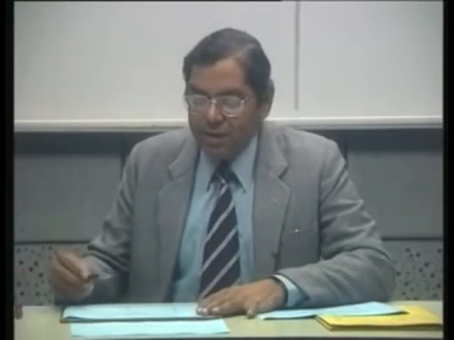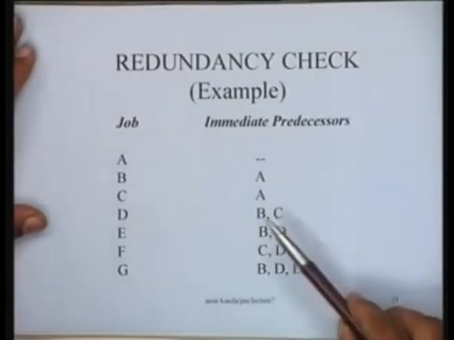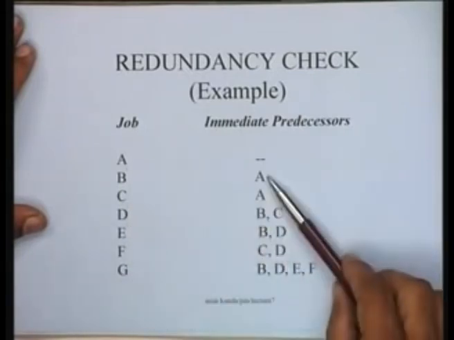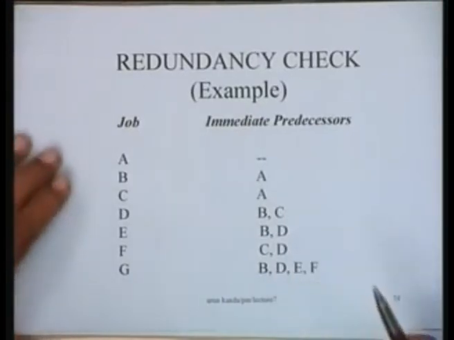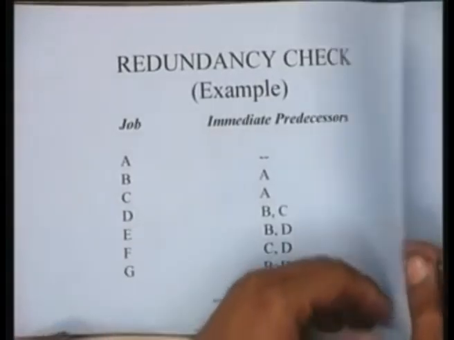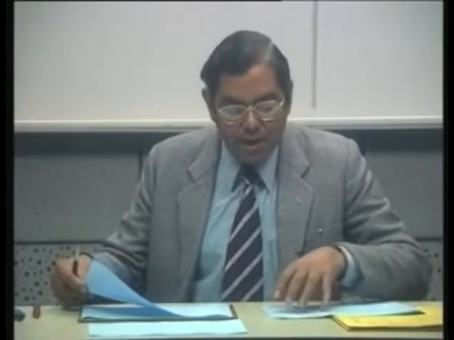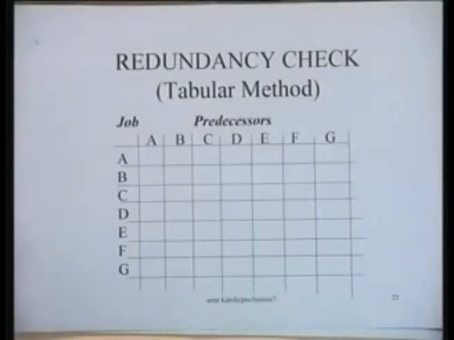What is redundancy? Redundancy is the presence of unnecessary information or additional information in the predecessor set. Let's take an example of jobs like this, A to G and with the corresponding predecessors as they are shown here. Now once these jobs are shown here, we would like to check whether there is any redundancy in this set of jobs. A simple redundancy check can be carried out on a table, and the tabular procedure is something like this.